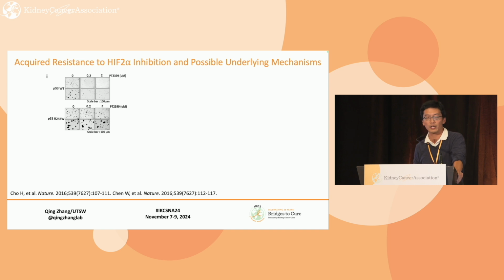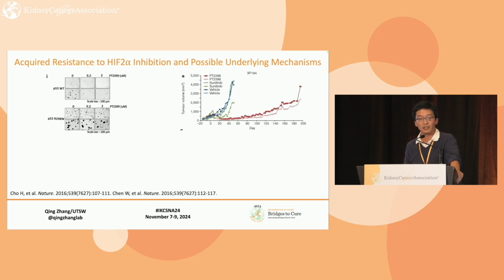There's also acquired resistance. From this perspective, previous research showed that p53 mutants may be one of the contributing factors for therapeutic resistance to belzutifan. And this paper by James Brugarolas shows that in the PDX model, after a long latency of tumor shrinkage, eventually those tumors start taking off, and at the end of the treatment, they develop this resistance.